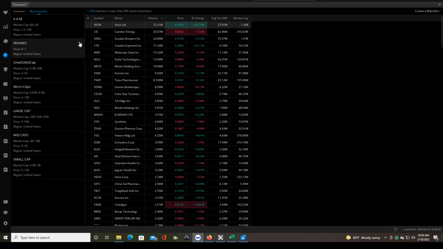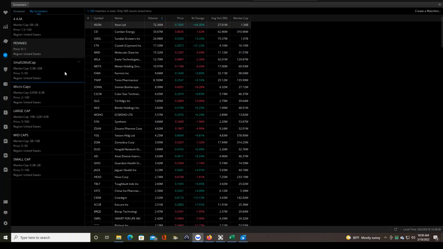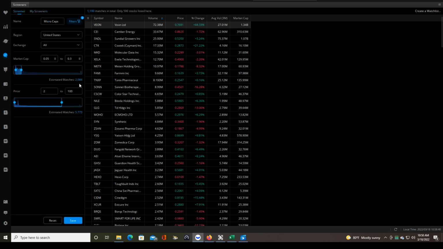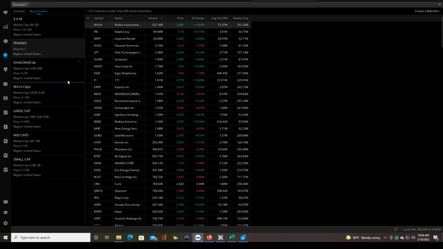So here I have a penny stock screener. The criteria for that is just a price range from $0 to $1. Then I have my micro cap screener. Here's the criteria for that. This is kind of the Investopedia definition of microcaps, and then just a wide price range to grab the typical price levels that those trade at.